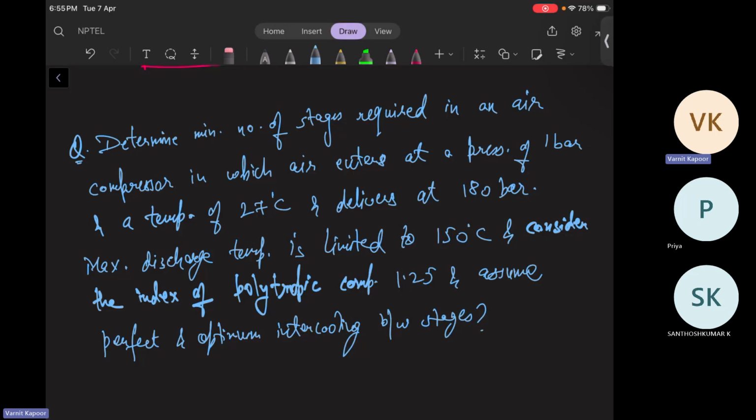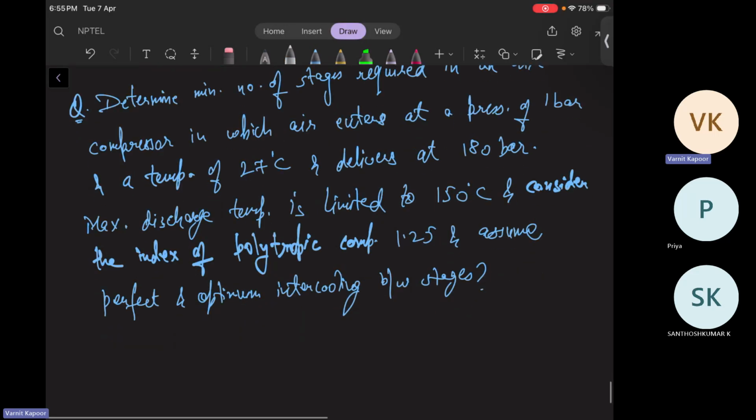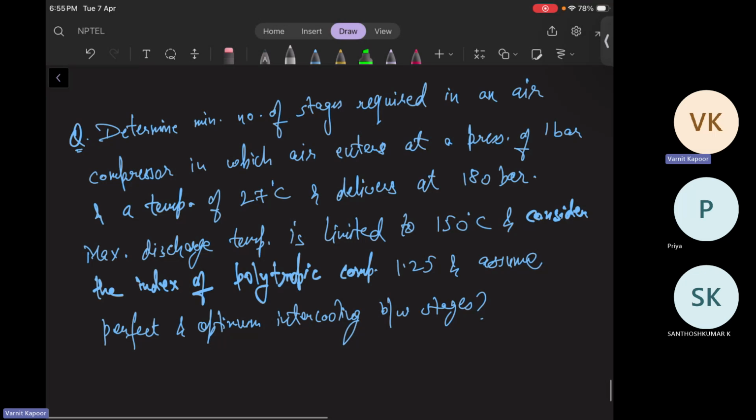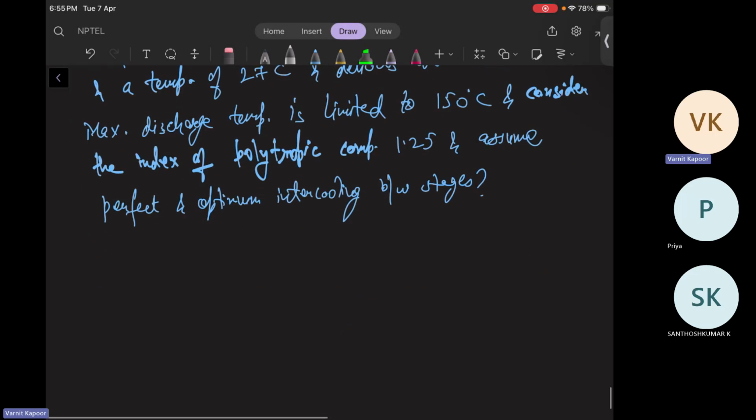Okay, let us solve. It is said that you need to find the number of stages required in this compressor, which is a multi-stage compression happening. Air enters at T1 27 degrees Celsius and P1 1 bar, delivers at 180 bar. So your final pressure is 180. Maximum discharge temperature is given as 150 for each stage, and gamma is 1.25. Assume perfect intercooling.